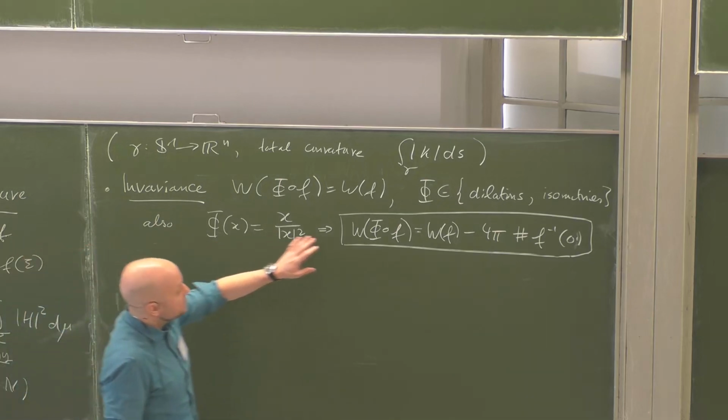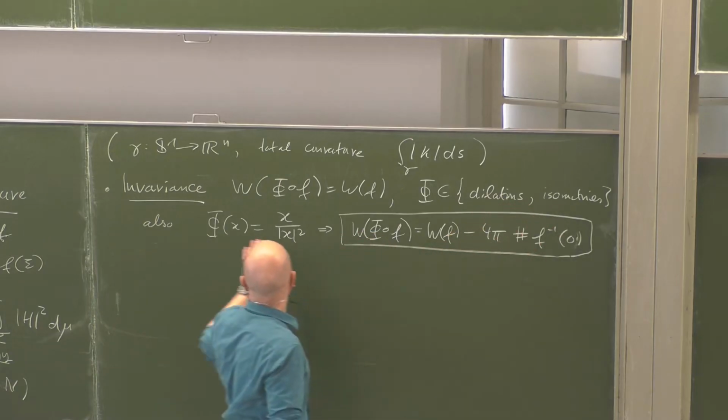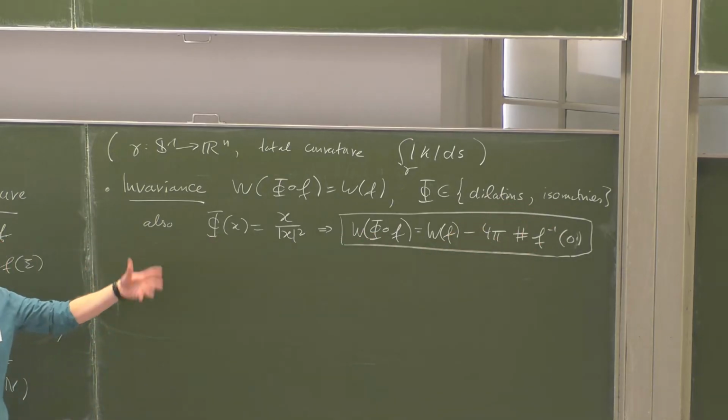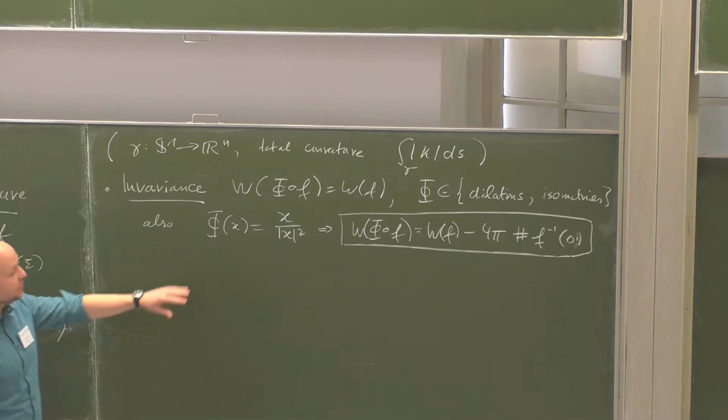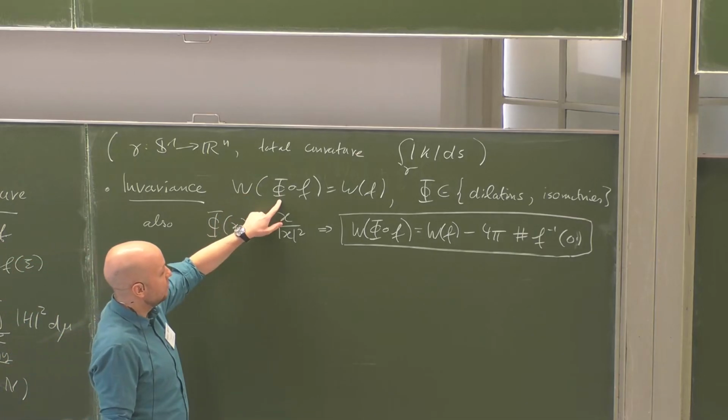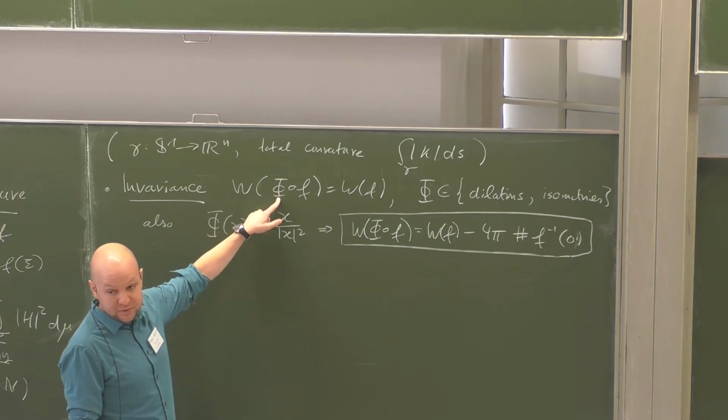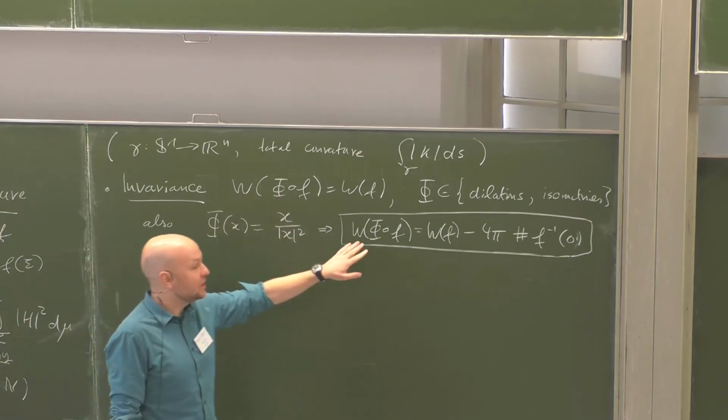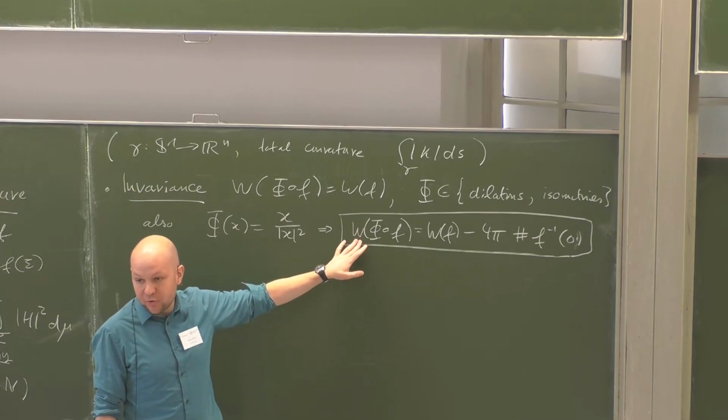Okay, so we have invariance with respect to dilations, isometries, and this map. These generate a group, the Möbius group of Rn, and this means that this functional is invariant with respect to conformal transformations of the ambient space. Well, as long as we don't invert in points which lie on the surface.